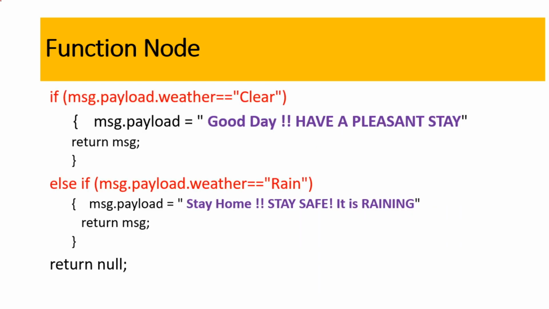So I'll just repeat the function node. We are supposed to check if msg.payload.weather is equal to clear. I'm going to send the message output, to display as, good day, have a pleasant stay, and return that message. Else, if msg.payload.weather is equal to rain, then the message is stay home, stay safe, it's raining. I'm going to send this message. Finally, you just return null because only either of these two messages will be returned. So I'm just returning null here. This is all about the function node.